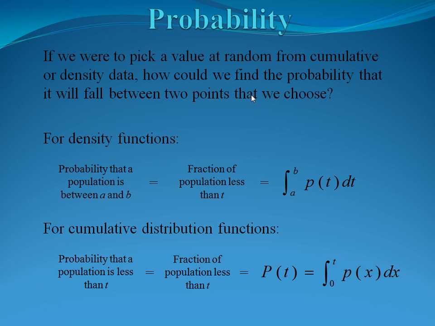Now, for the CDF, for the cumulative distribution function, we're asking the question, what is the probability that a population is less than some value of t? So again, we're usually starting at the start point and going up to some value t. So the fraction of the population less than t is represented by the integral from 0 to t of the PDF.